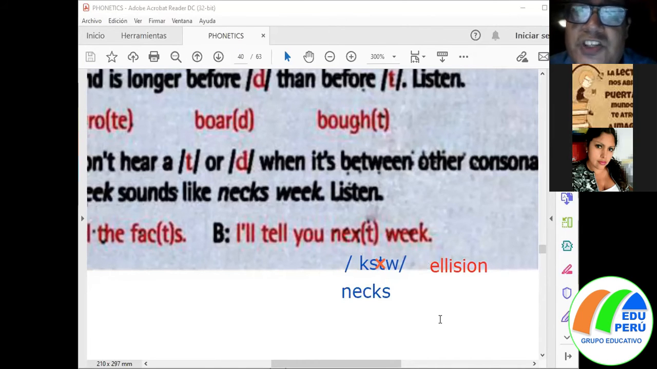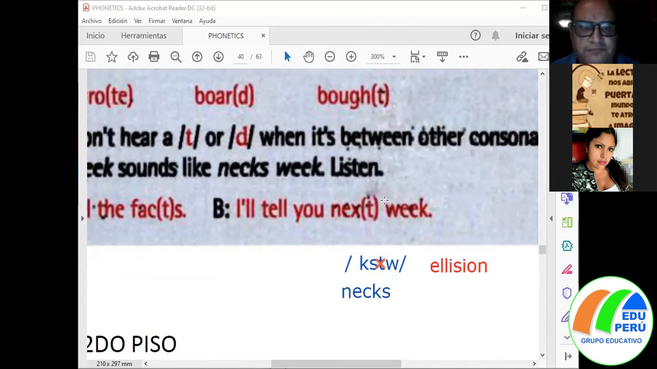So we are going to take one sound out. We don't pronounce one sound. I'll tell you next week. So this is elision. Remember, we call this elision. Then in phonology, we are going to analyze it better. All right.